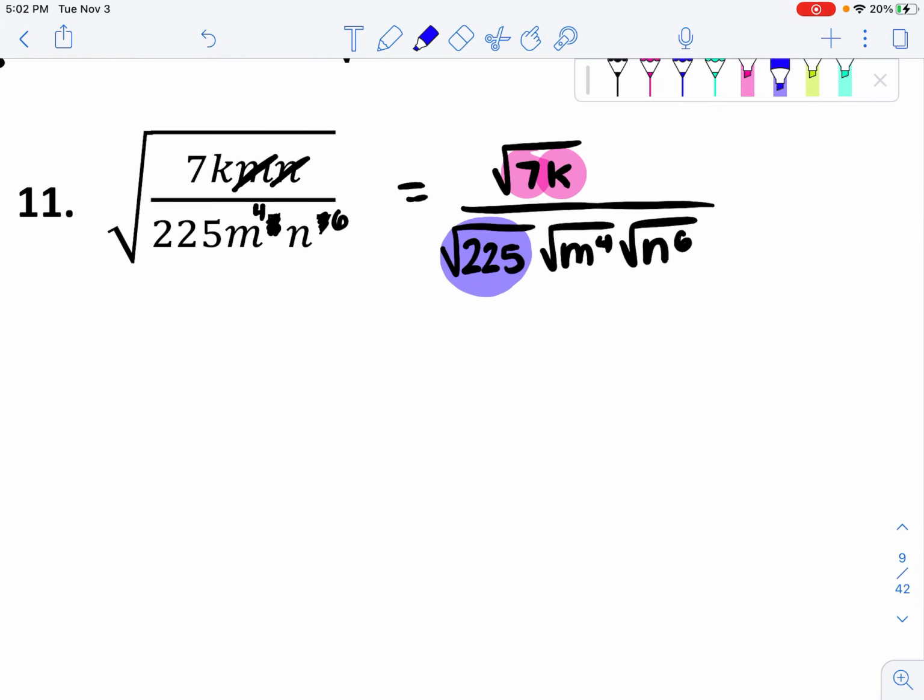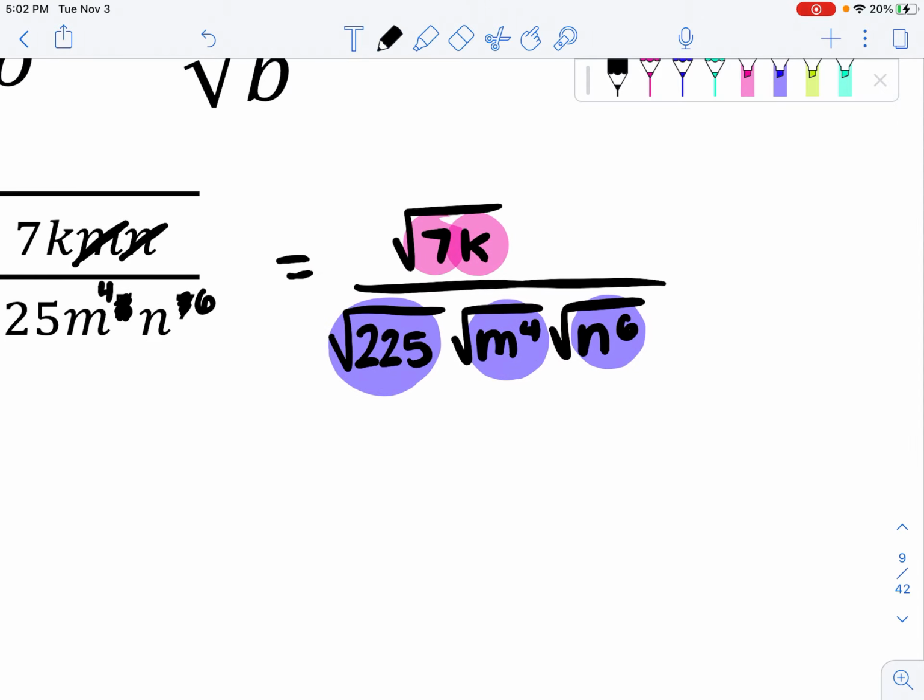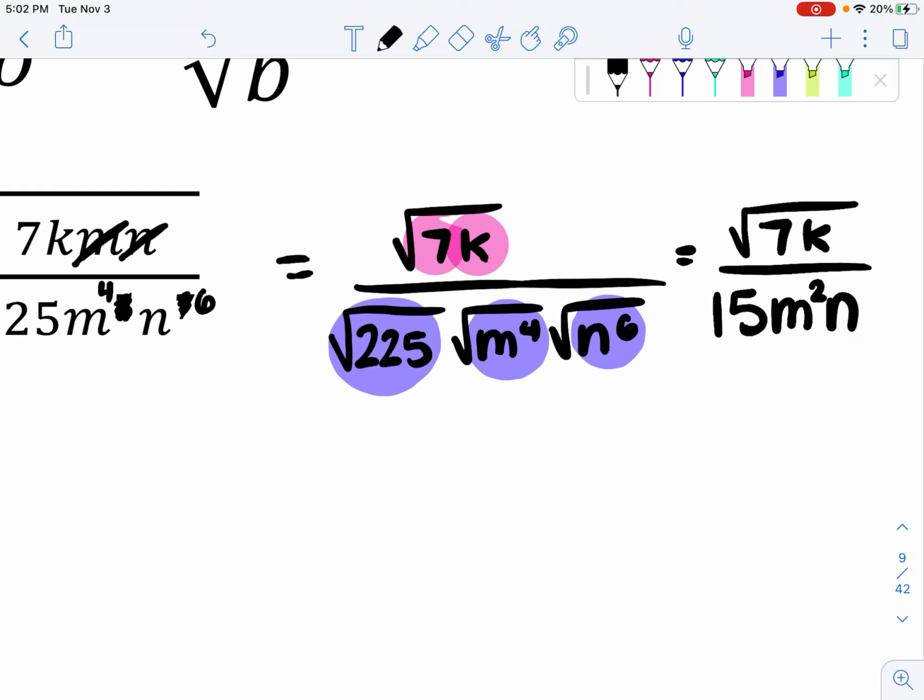But my denominator, we've got some goods here. We've got the square root of 225, which is a perfect square. We've got m to the 4th, it's an even exponent, so it's a perfect square. And we've got n to the 6th, which is an even exponent, so it's a perfect square. So altogether, this gives me the square root of 7k over the square root of 225 is 15. The square root of m to the 4th is m squared, and the square root of n to the 6th is n cubed.